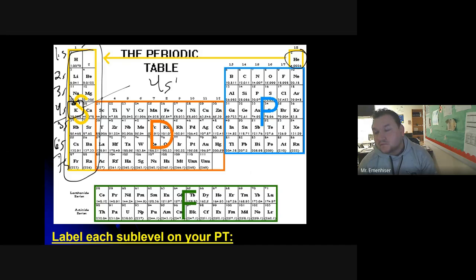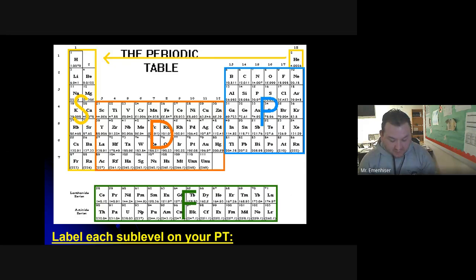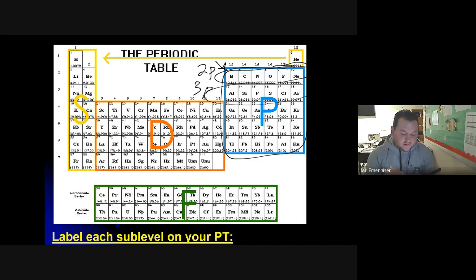Now the P block elements are over here in the blue. The 2p is the first one, boron through neon. The next one is called the 3p, and it's got those, aluminum through argon, 13 through 18. And then you've got the 4p, 5p, and 6p. And actually there even is a 7p. It's just not shown on this periodic table because these are all elements right here. This goes all the way to 118, I think 118 and 120.